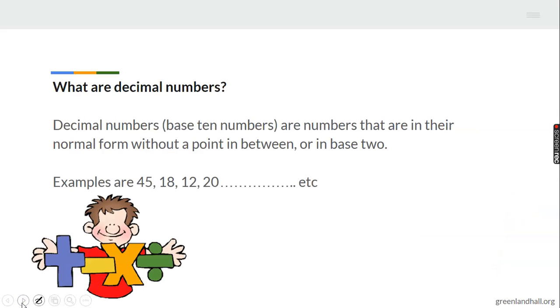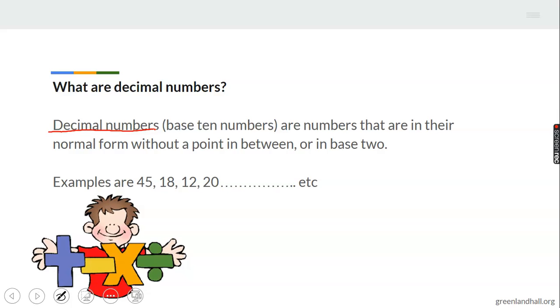Now, what are decimal numbers? Decimal numbers are sometimes referred to as base 10 numbers. So someone might say, "Hey, Mr. Omo, you only told us about base 10 numbers. You didn't tell us about decimal numbers." Decimal numbers and base 10 numbers are synonymous, okay? That means they can be interchanged. You can use base 10 for decimal number.